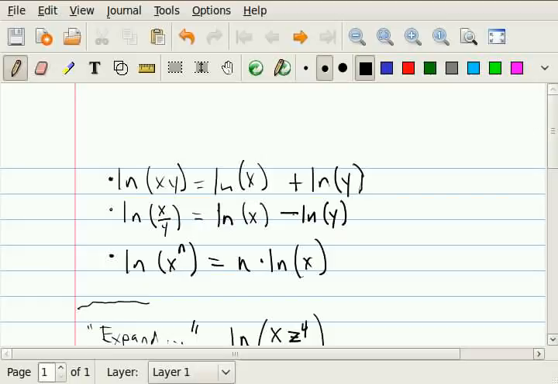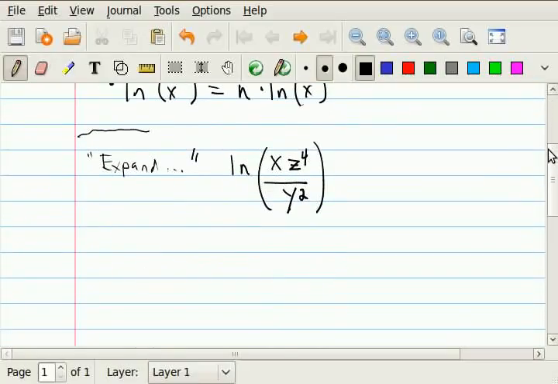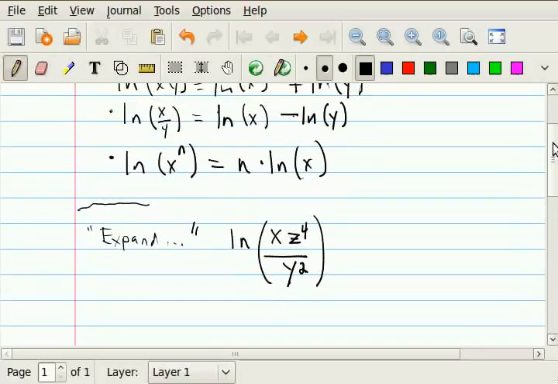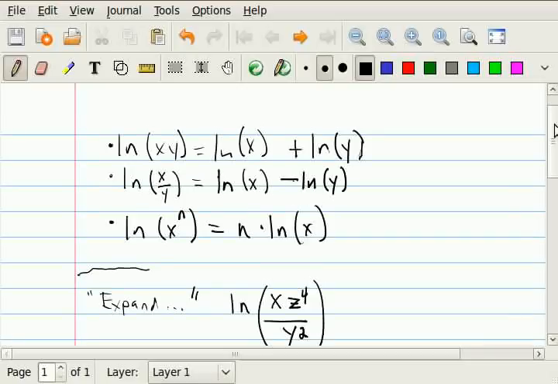Some of the problems that you're assigned ask you to get practice with these rules, and you'll see things like this. Here's a good example. They say, expand as a sum and difference in multiples of logarithms. So they give you one logarithm of a big complicated thing, and they want you to use these three rules to really separate it.